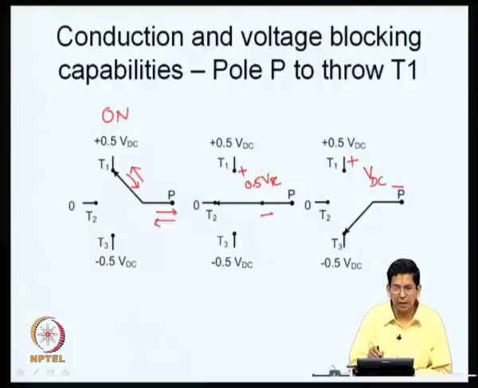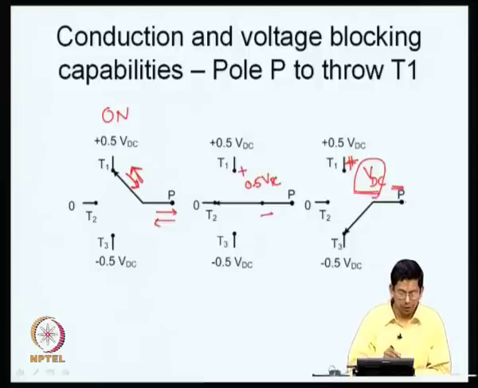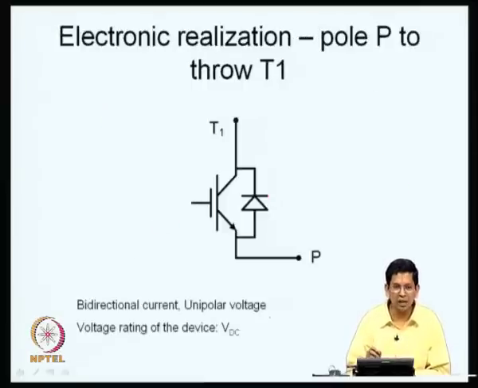In this second state the switch is blocking a voltage equal to 0.5 VDC. In the third state it is blocking a voltage equal to VDC, which is higher than the first one. So, what we need together is a switch which is capable of conducting in both the directions when it is in the off state, and which is capable of blocking a potential equal to VDC of this polarity that has been indicated here, T1 positive with respect to P. This is what we expect. These are the conduction and voltage blocking capabilities of the devices that come between pole P and throw T1. So, how do we realize this electronically?